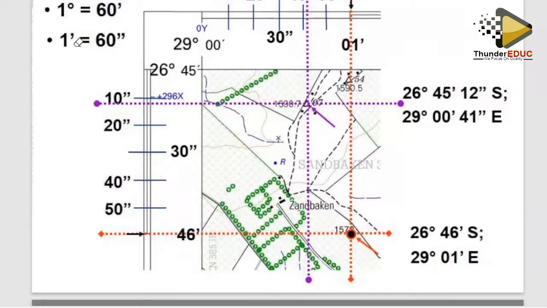And also remember, 1 minute is equal to 60 seconds. So which means from 1 minute line to the next minute line, you have to make subdivisions of 60 and be able to determine where to get the corresponding values of seconds for latitude and seconds for longitude.